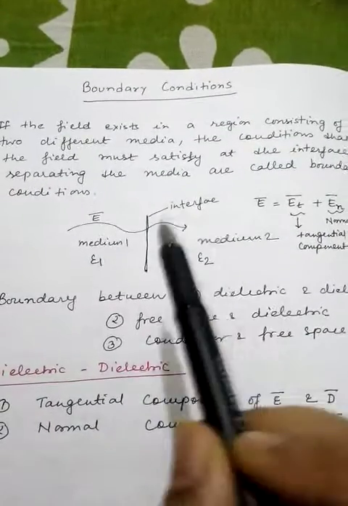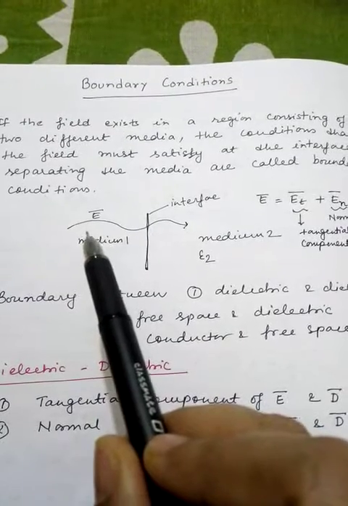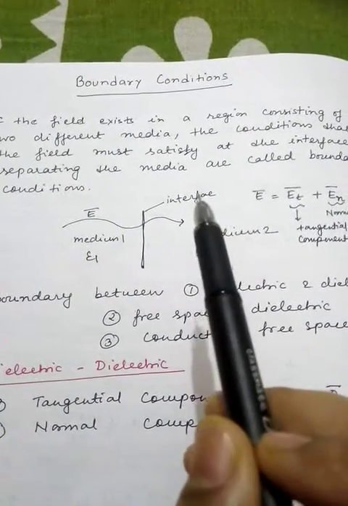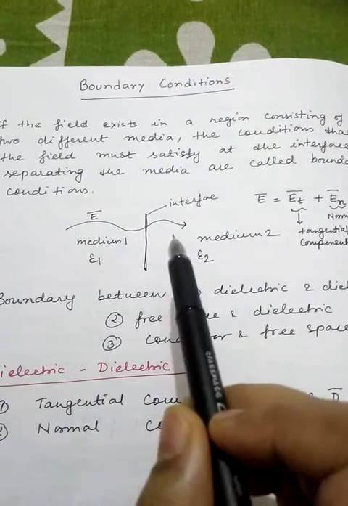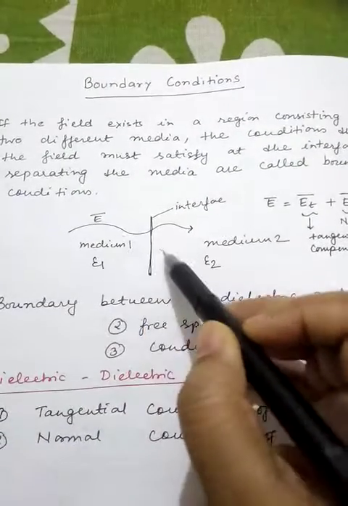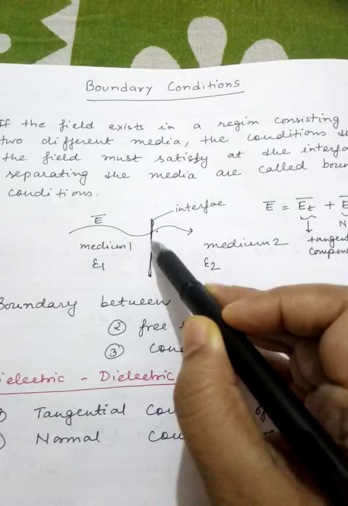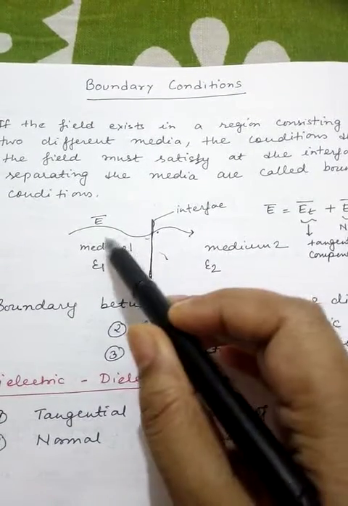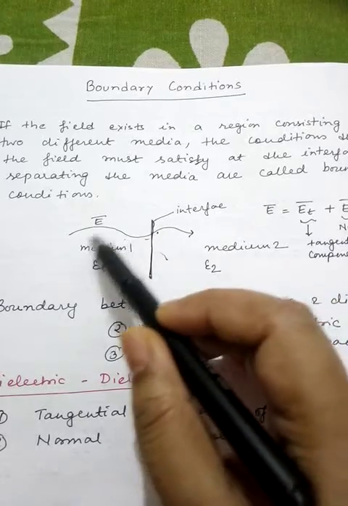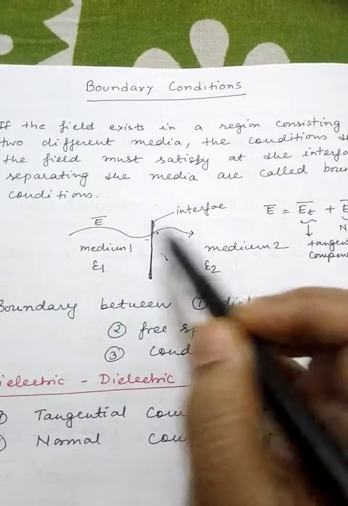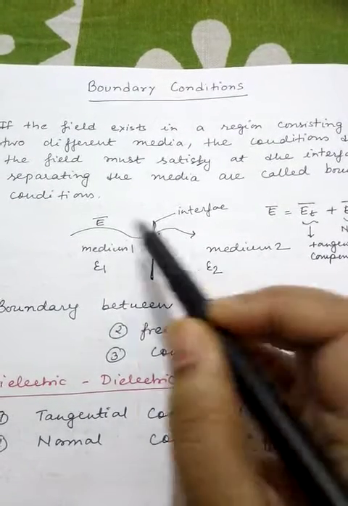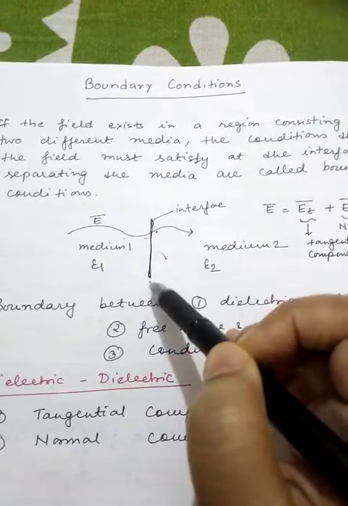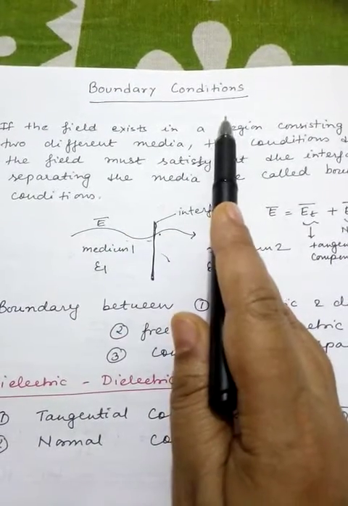So if such a field exists between any two media, then what are the conditions the field should satisfy at the interface, that is at the boundary? This is the electric field flowing from this medium to this medium, meaning the electric field is present in a place where there are two media. So what are the conditions E should satisfy at this boundary? That is called boundary conditions.